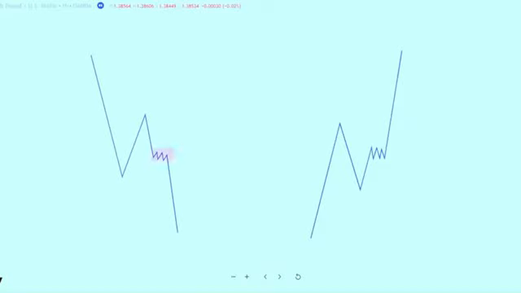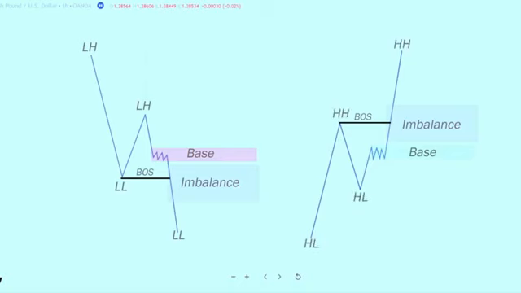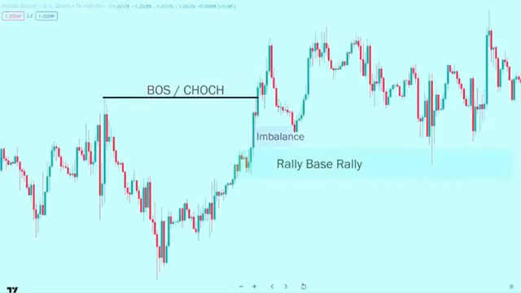So, the conditions for a valid and high probability RBR, rally-base-rally, and DBD, drop-base-drop, are as follows. First, there must be an imbalance after the base formation, and second, it should be accompanied by a break of structure or the formation of a new high or low. Now, let me explain this on the chart.